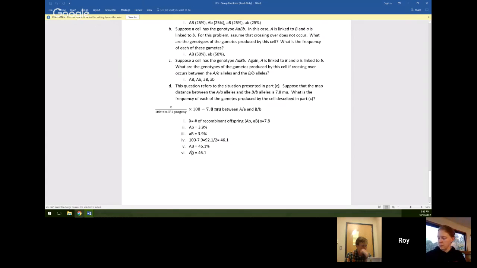Anyway, these should be homozygous recessive and homozygous dominant. And for that you should take 7.8 and subtract it from 100. You're going to end up with 92.2 divided by 2, 46.1% for each one of those genotypes.